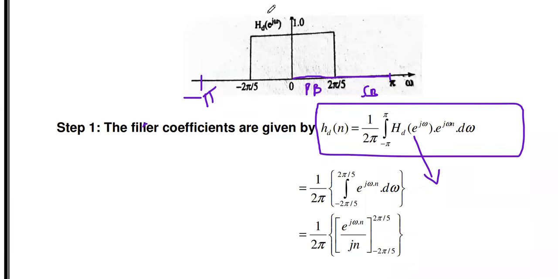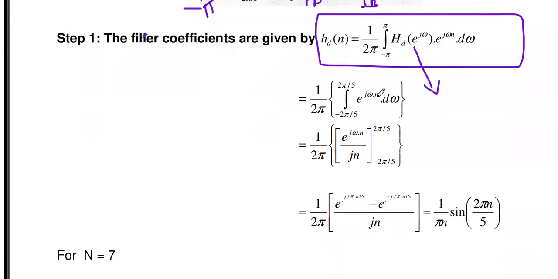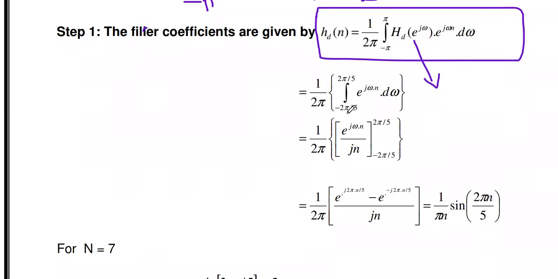Here you see the Hd of e power j omega will be 1 for the frequency between minus 2 pi by 5 and 2 pi by 5. For the remaining frequencies it is 0. That's why the integration limit is changed to minus 2 pi by 5 to 2 pi by 5.